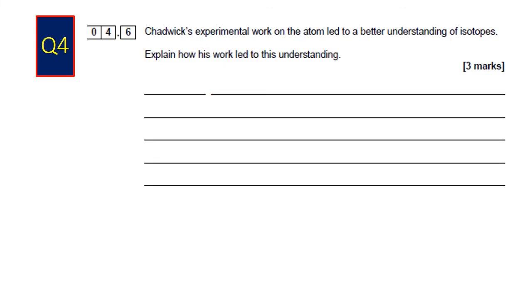So, we're told Chadwick's experimental work on the atom led to a better understanding of isotopes. Explain how his work led to this understanding. So, you may have forgotten what Chadwick did. His experiments led to the discovery of the neutron. And the other part of the question is about isotopes. So what is an isotope? An isotope is something that has the same number of protons but a different number of neutrons. So scientists were looking at elements with different mass numbers and getting a bit confused and thinking they were different elements when that wasn't the case.